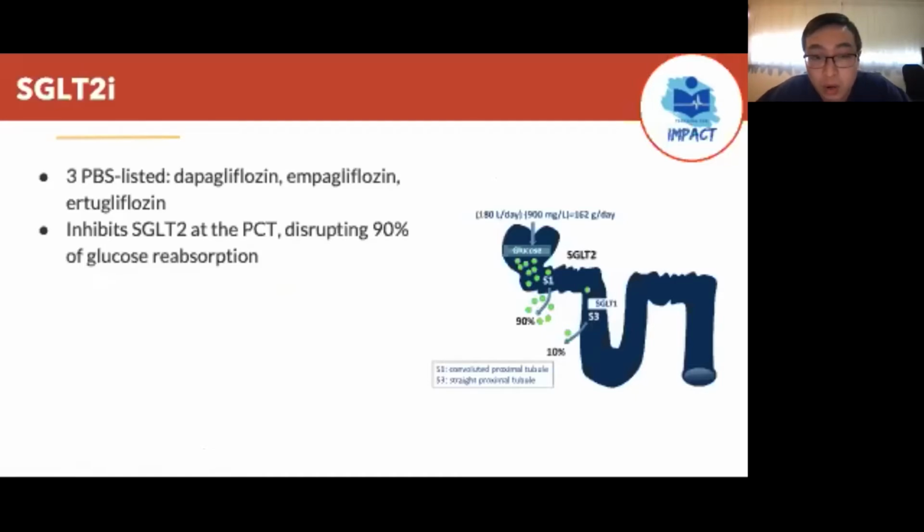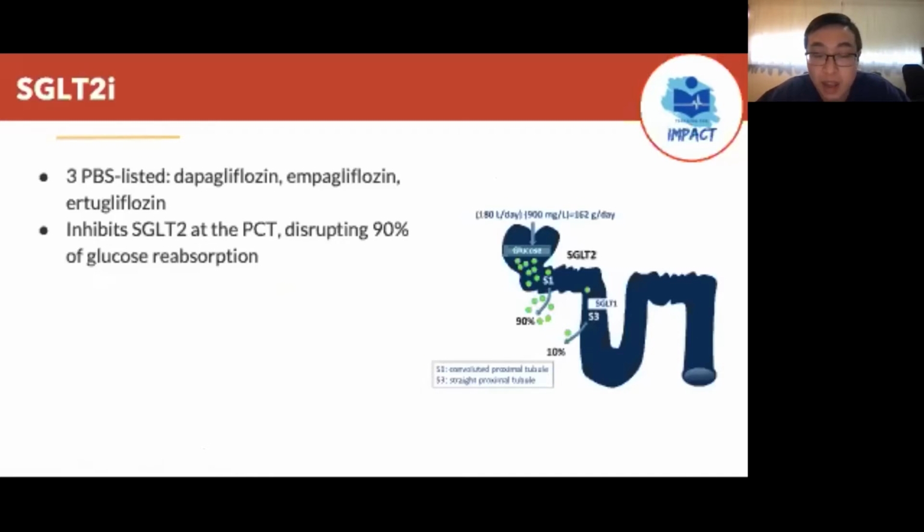As we all know, SGLT2 inhibitors are a common oral anti-hyperglycemic agent used to treat type 2 diabetes. There are currently 3 SGLT2 inhibitors that are available on the PBS, the first 2 more commonly used than the last one. So dapagliflozin, empagliflozin, and ertugliflozin.